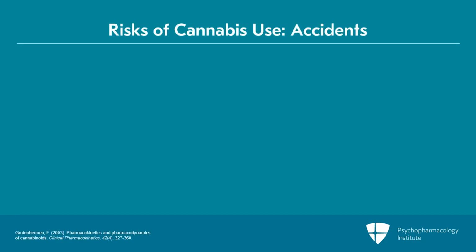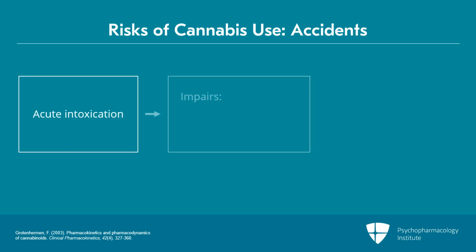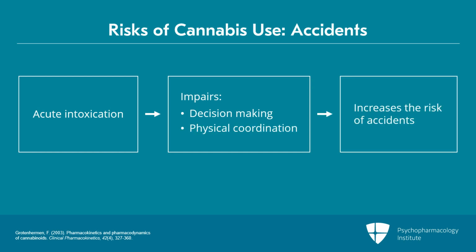When it comes to cannabis use, whether it's medical or recreational, it's important to be aware of these risks. The first risk is that of an accident. Because acute intoxication impairs decision-making and physical coordination, there's an increased risk of accidents. And it's important to realize that this isn't just restricted to motor vehicle accidents. Other types of activities, like swimming or biking, can also be dangerous under the effects of acute intoxication.